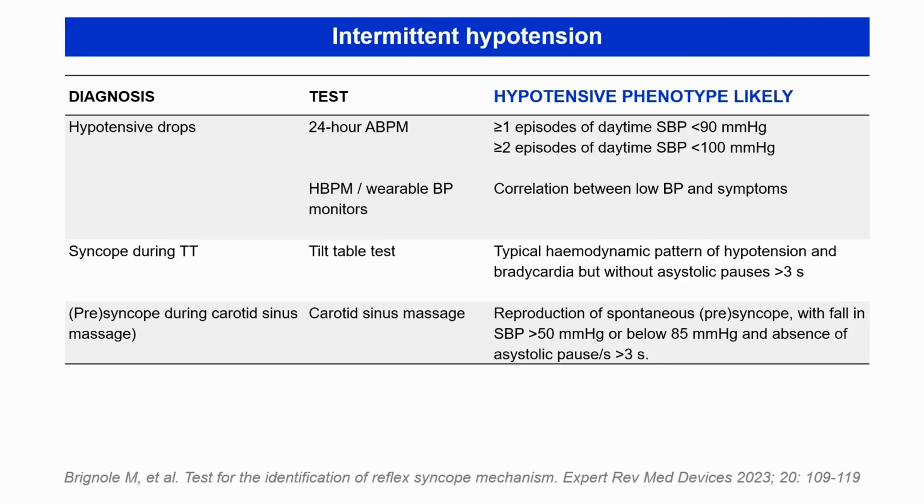Intermittent hypotension can be diagnosed, again by ambulatory blood pressure monitoring, when there is one episode of daytime systolic blood pressure less than 90 millimeters of mercury, or two episodes less than 100. With wearable blood pressure monitor, if there is a correlation between low blood pressure and symptoms. With tilt-table test, if there is the typical hemodynamic pattern of hypotension and bradycardia without an asystole. Or during carotid sinus massage, reproduction of spontaneous syncope with a fall in systolic blood pressure to more than 50 millimeters of mercury or below 85 millimeters of mercury.